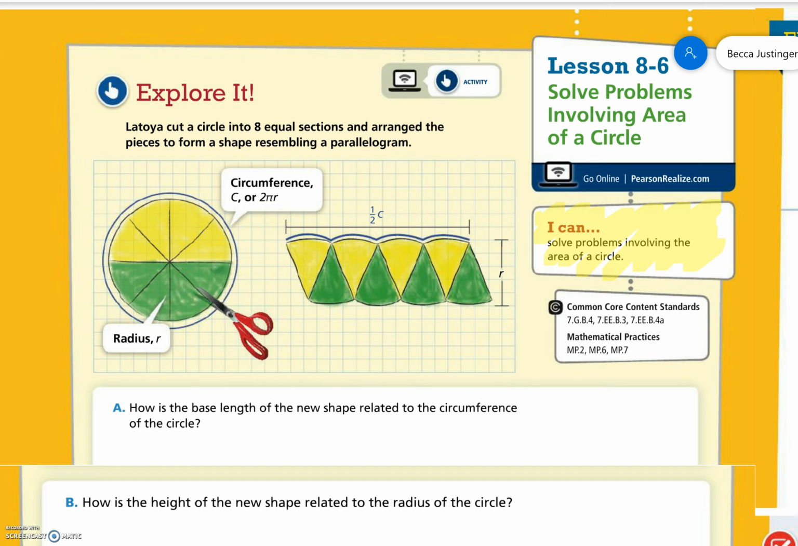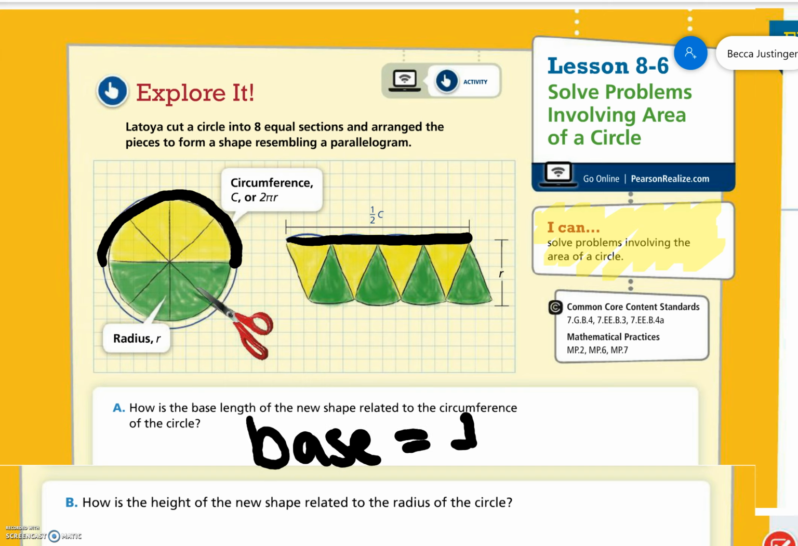Latoya cut a circle into 8 equal sections and arranged the pieces to form a shape resembling a parallelogram. How is the base length of the new shape related to the circumference of the circle? Well, if we see this base shape, they already tell us it's 1/2 the circumference. Here's our circumference. All the way around is the circumference, so the base of the shape is half of that. So let's see, base is equal to 1/2 circumference.